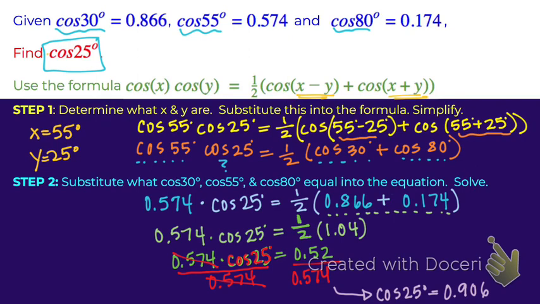And when you're done, if you want to go to the calculator and see if you're as smart as a calculator, you can put in the cosine of 25 degrees and you will get this same answer, 0.906.